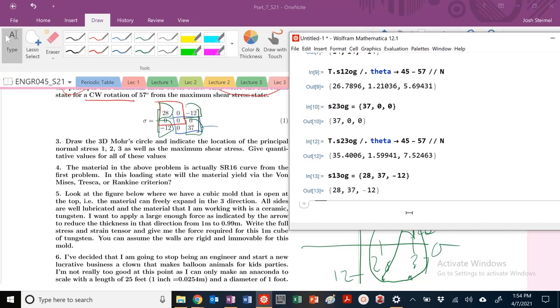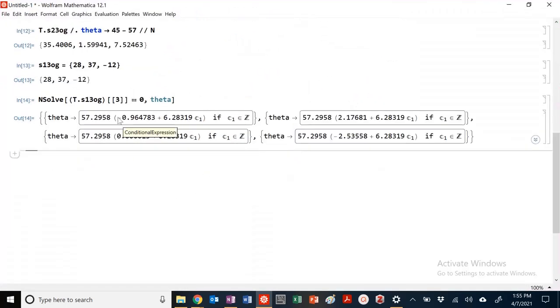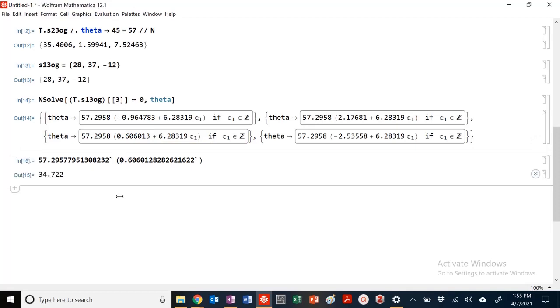So let's go ahead and do that. I need to solve for what angle will allow me to make my third equation, when I dot this, equal to 0. So I'm going to numerically solve, NSolve of this, set it equal to 0, for theta. I'm going to solve it right here, and then I'm going to pull out this equation. And this is going to tell me where we're rotating from. So 34.722 degrees.